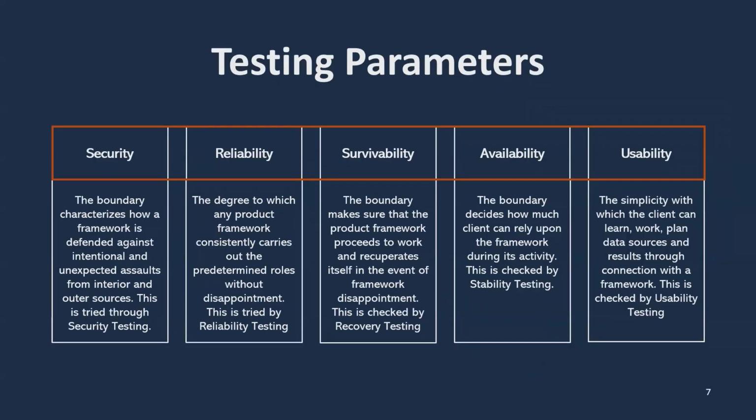Which parameters do we have for doing non-functional testing? Security is a very important part. This parameter defines how the system is defended against intentional and unexpected attacks from internal and external sources. This is tested through security testing. Reliability is the degree to which any software system consistently carries out the specified functions without failure. This is tested by reliability testing. Survivability ensures that the software system continues to work and recovers itself in the event of system failure. This is checked by recovery testing.